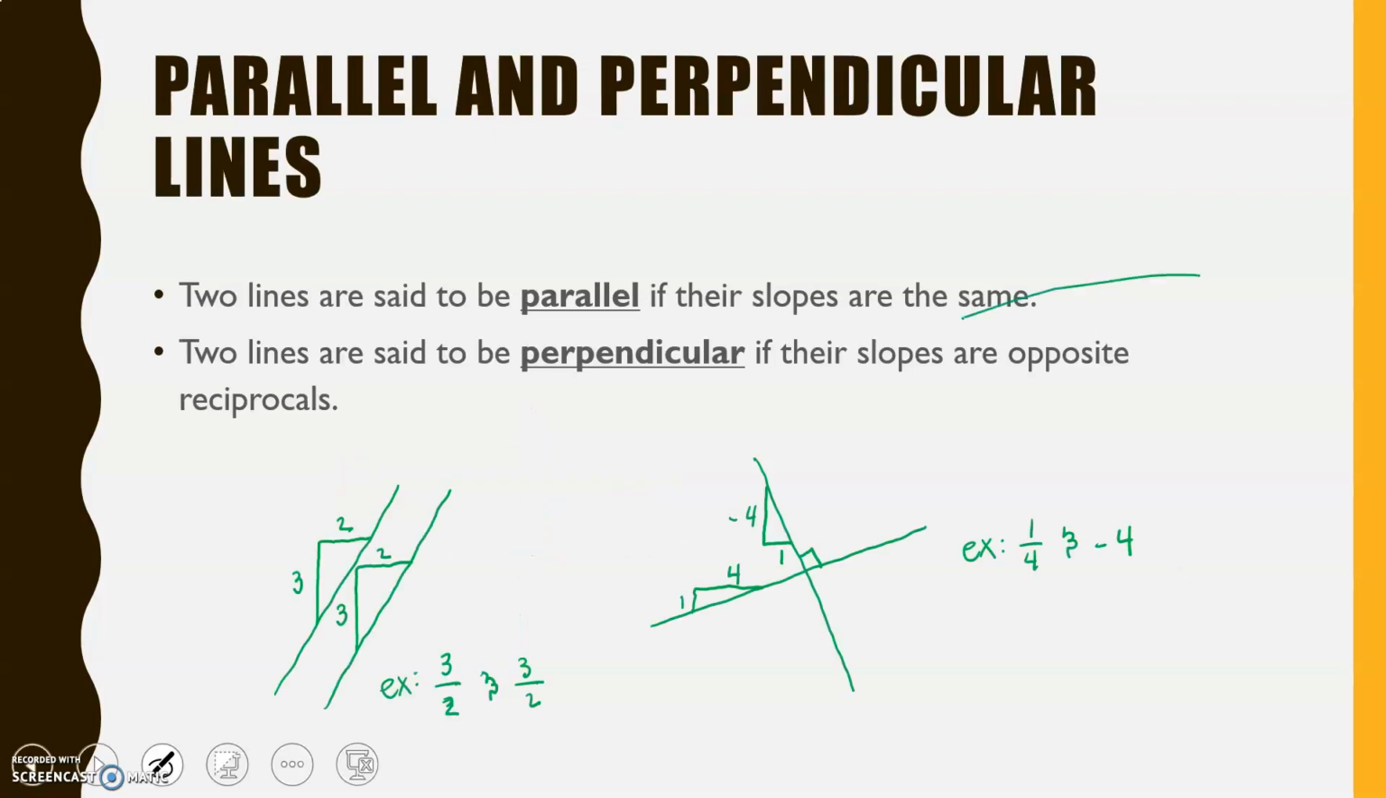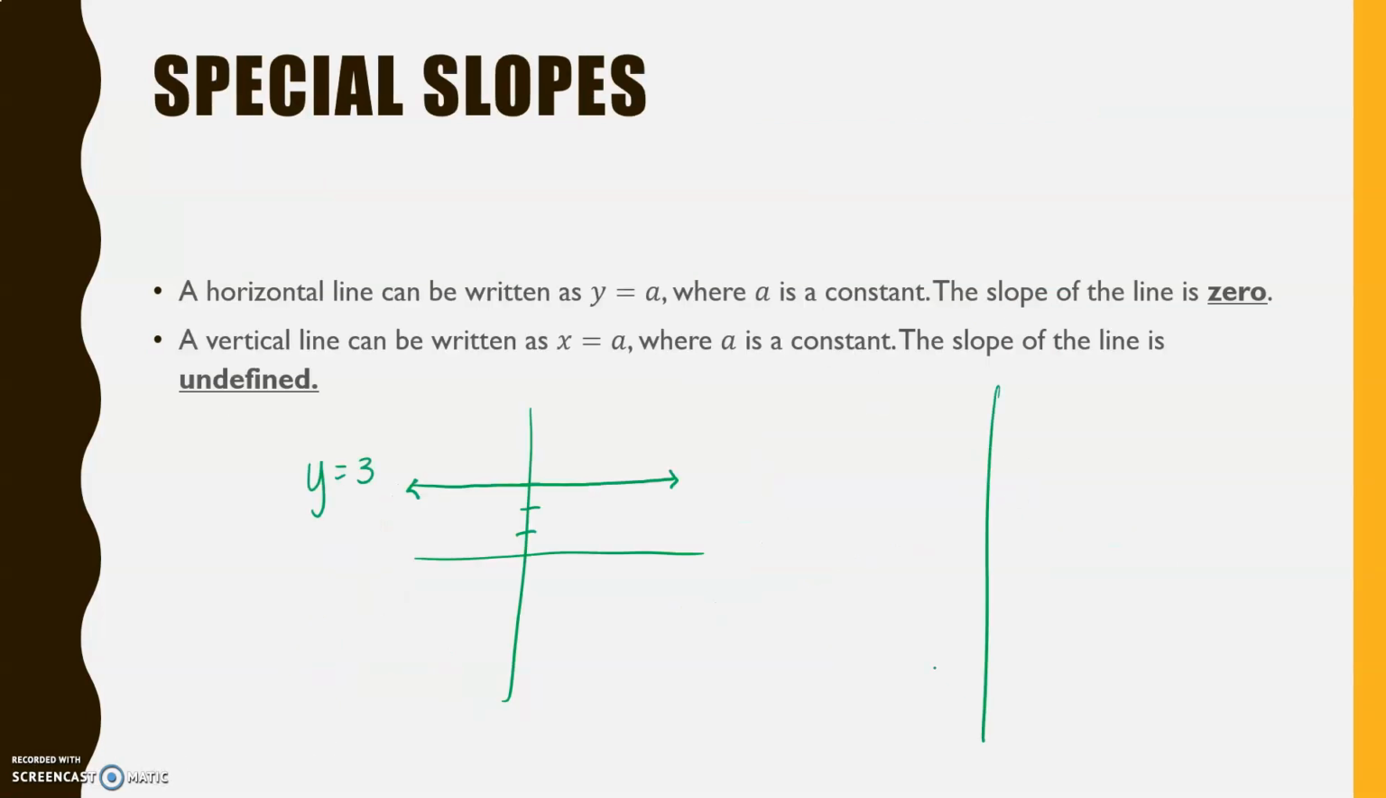A vertical line can be written as x equals a. Maybe this is x equals 5, but the slope is undefined, because if I go from here to here, I'm saying my slope is 4/0. I can't divide by 0. So x equals a constant means a vertical line. Slope is undefined.